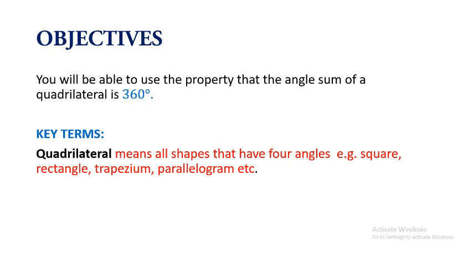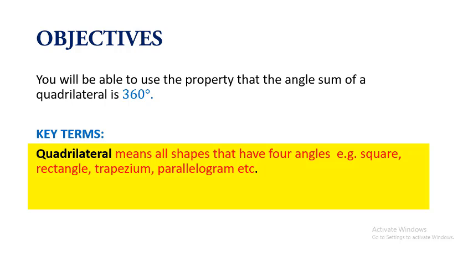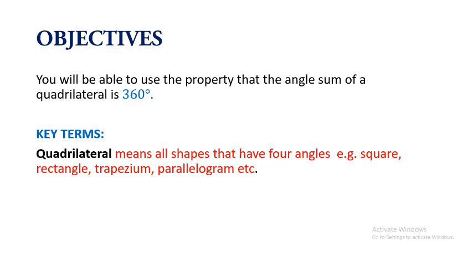So quadrilateral means all shapes that have four angles. For example, we have a square. A square has four angles or four corners. And then we have a rectangle. A rectangle has four angles. Trapezium has four angles. Parallelogram has four angles. And rhombus has four angles. So all shapes that have four angles are called quadrilaterals.